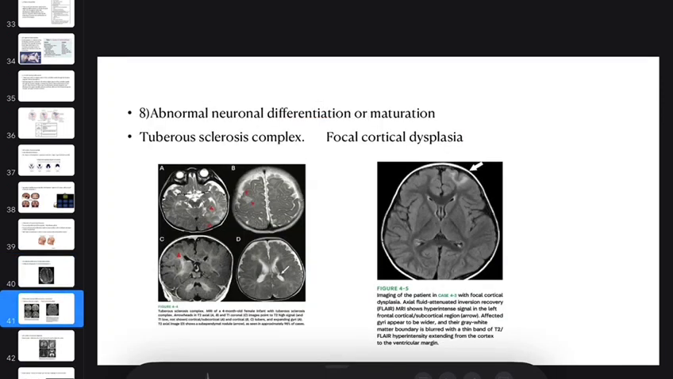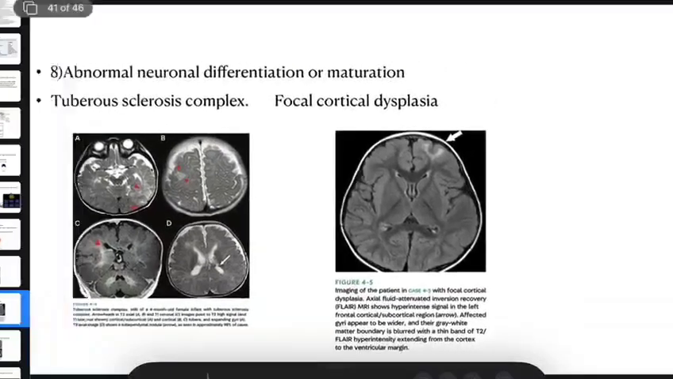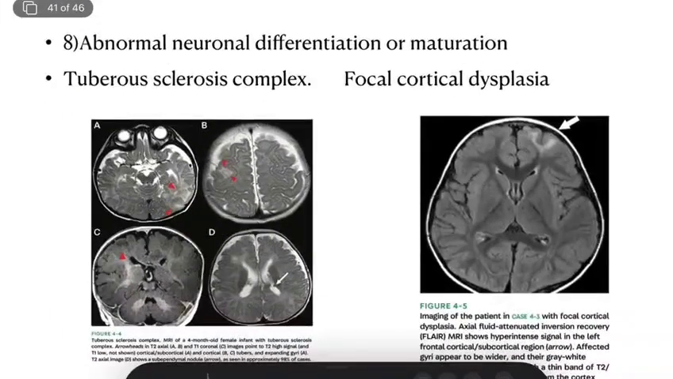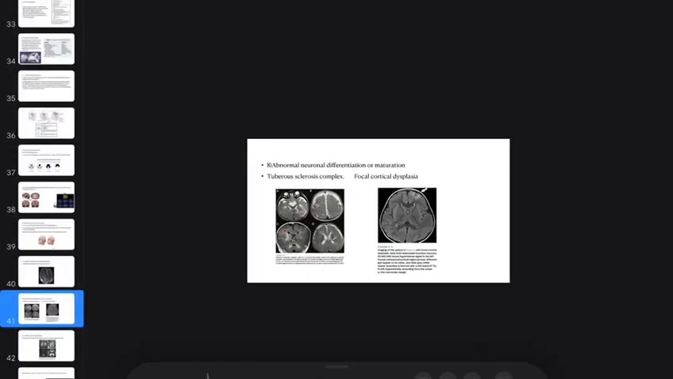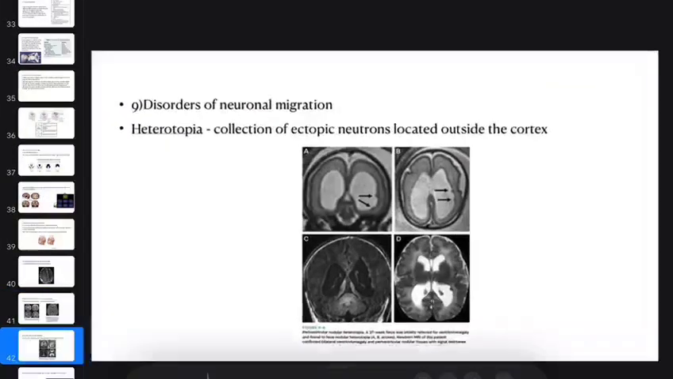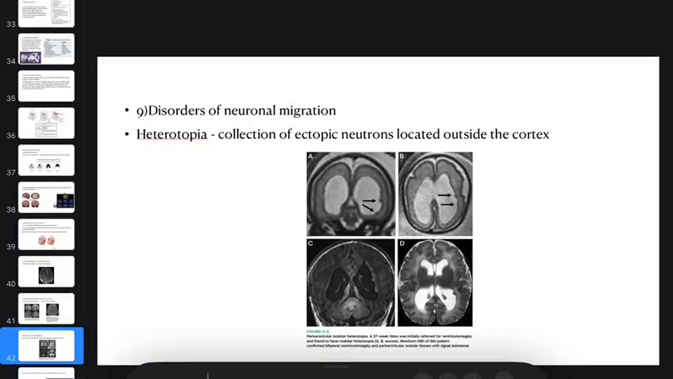Then abnormal neuronal differentiation or maturation. First is the tuberous sclerosis complex, and second one is focal cortical dysplasia. And disorders of neuronal migration, which will lead to heterotopia, that is a collection of ectopic neurons located outside the cortex.